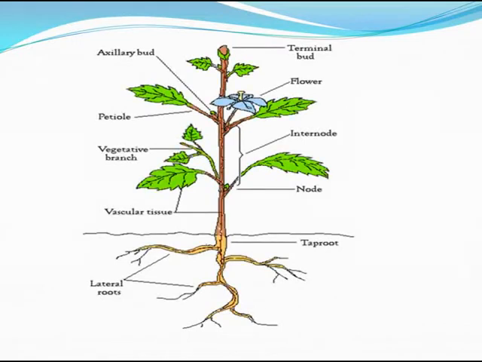Here we can see a complete plant with its root system and its shoot system. Here we can see the taproot and the lateral roots, and the shoot system, nodes, internodes, the axillary buds and the leaves.